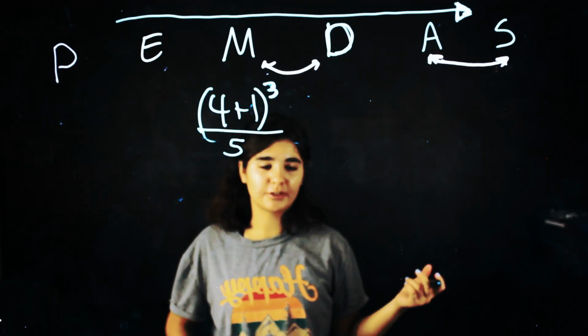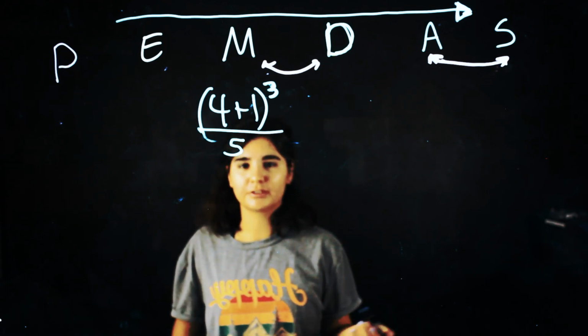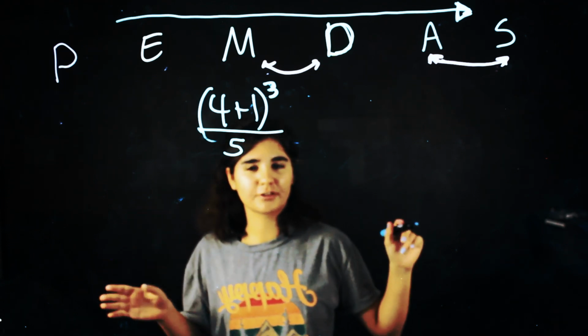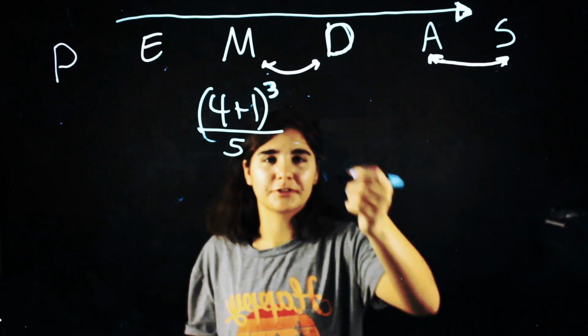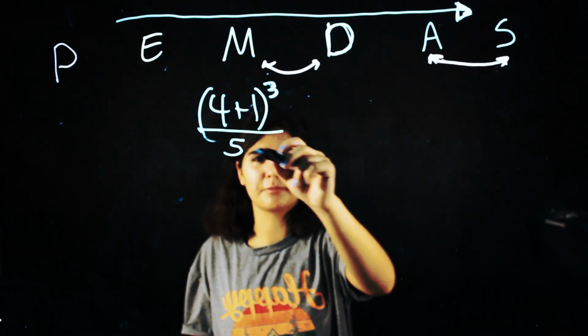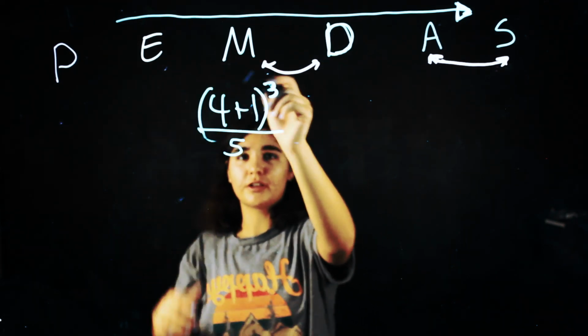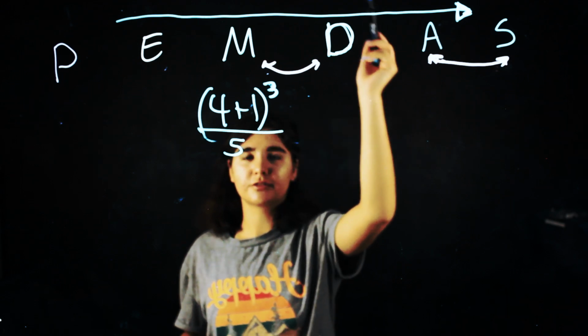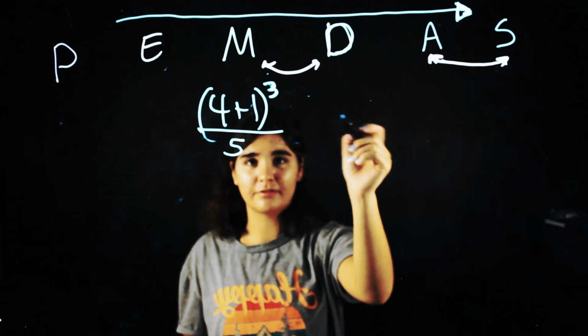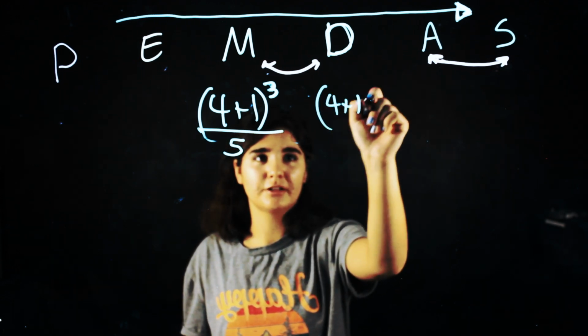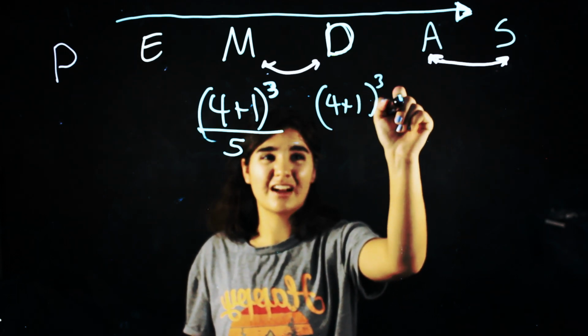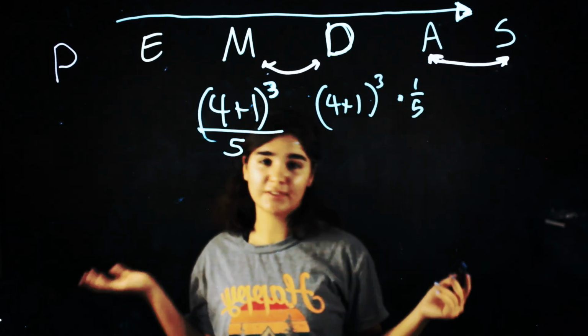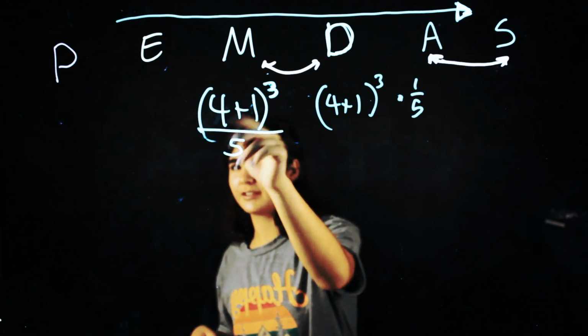Alright, so for our next problem, we're going to be incorporating division. And again, division and multiplication are very similar, and just inverse. So this whole thing, 4 plus 1 to the third power divided by 5, is also 4 plus 1 to the third power times 1/5, if that helps you at all. If not, we're just going to keep doing this one.